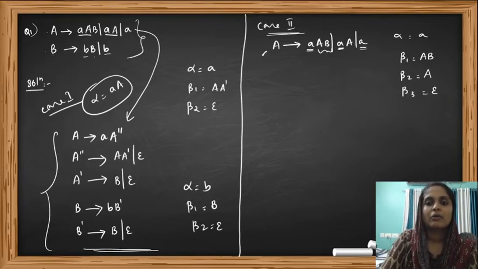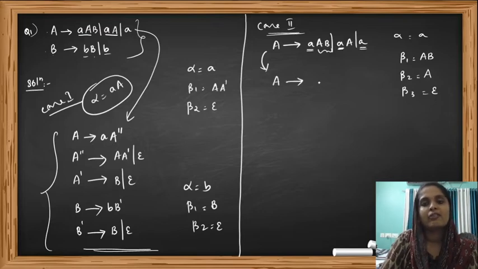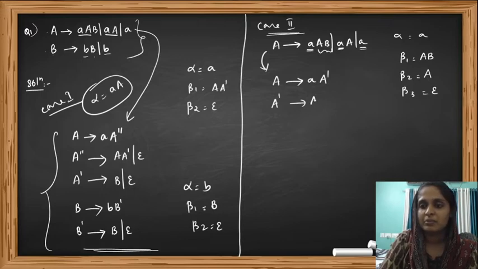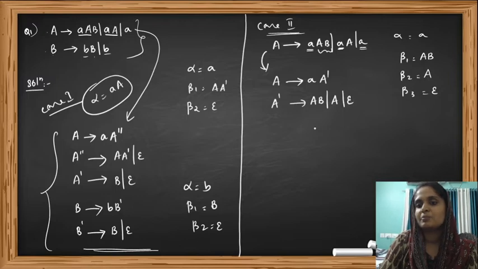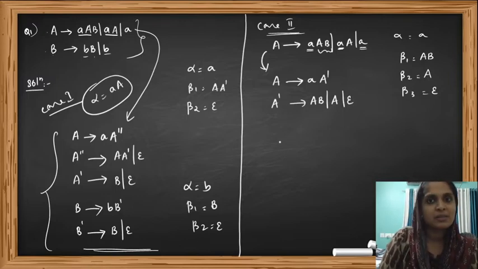Okay. So now we can convert this A production to the form A produces alpha A dash. Alpha means simply a and A dash. And what's the value of A dash? A dash means beta 1, beta 2, beta 3. Beta 1 means AB, beta 2 means A and beta 3 means epsilon. Okay. So the first step is finished.